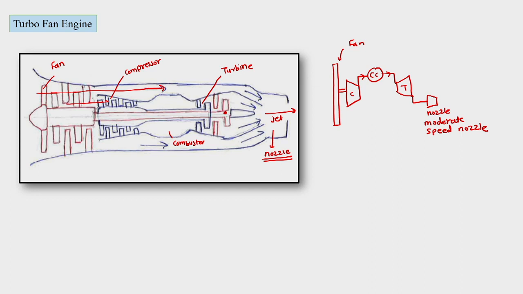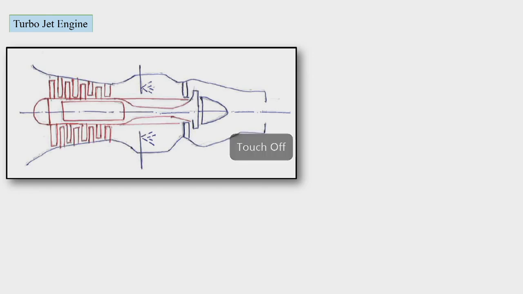This engine is generally used at moderate altitudes and moderately high speeds. Then we have the turbojet engine. The turbojet engine has complete thrust based upon the jet, and it has components like compressor, combustor, turbine and nozzle.